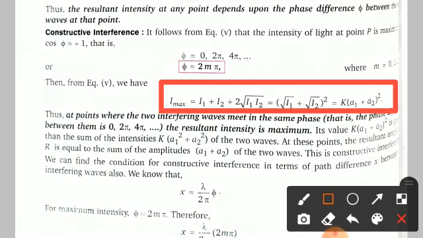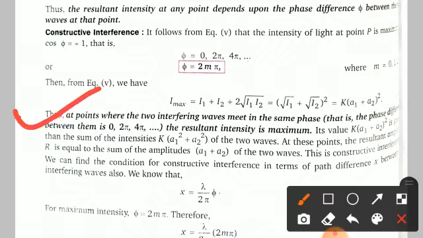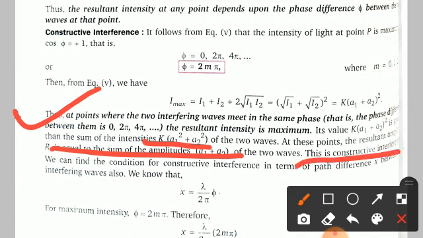At a point where the two interfering waves meet in the same phase, that is, the phase difference between them is 0, 2 pi, 4 pi, the resultant intensity is maximum. You have to remember this point. Its value, k times A1 plus A2 whole square, is greater than the sum of the intensities, k times A1 square plus A2 square, of the two waves. At this point the resultant amplitude R is equal to the sum of the amplitudes A1 plus A2 of the two waves. This is constructive interference.